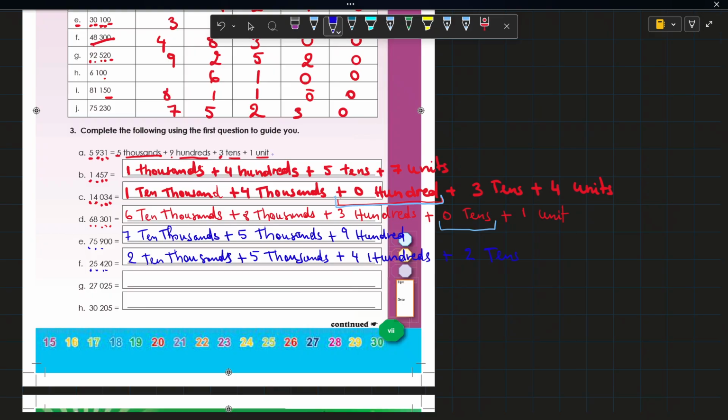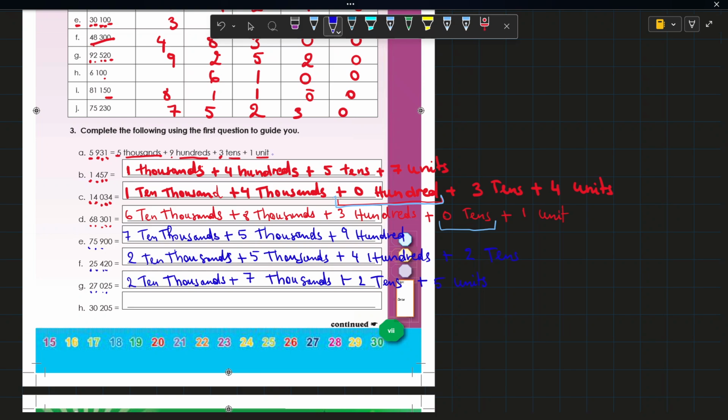The next exercise here, we got 2 10,000 plus we've got 7 thousand plus we have 0 hundreds. So we can decide to omit it. You can write it or omit it. So this time I'll decide to omit it. It's 0. So the next one is 2 tens plus 5 units. Great.